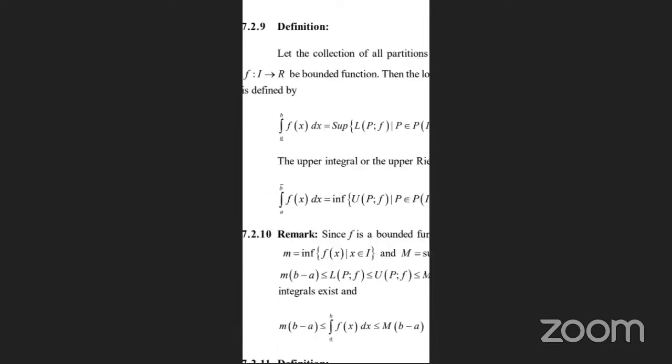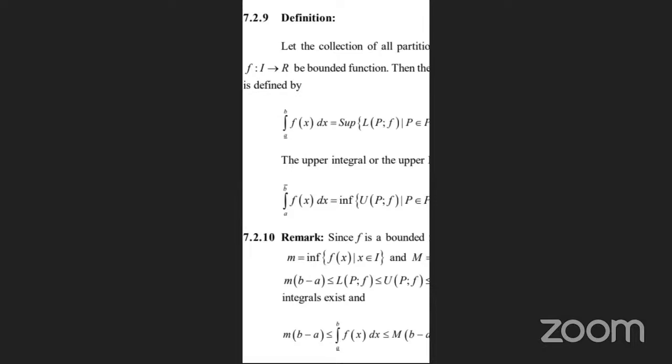Now, what is the lower Riemann integral? Short form LRI. LRI means the lower integral a to b of f of x dx. LRI means lower Riemann integral, that is the supremum of the lower Riemann sums, denoted by the supremum of the set of lower Riemann sums. Already we have discussed the lower Riemann sum. According to the lower Riemann sum, their supremum value is called the lower Riemann integral.